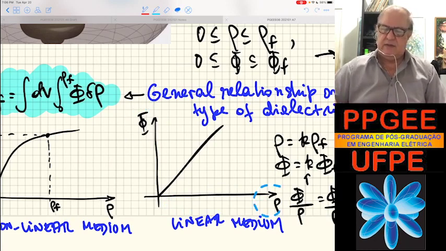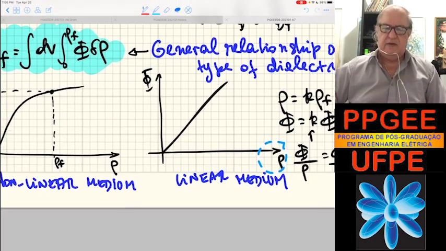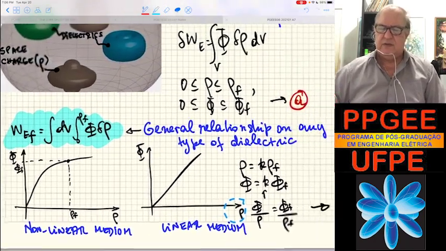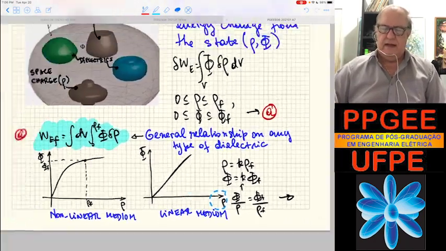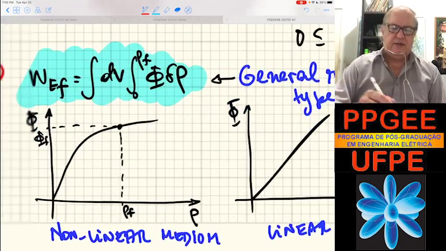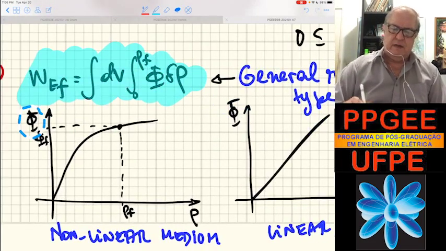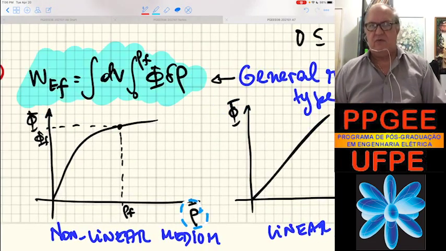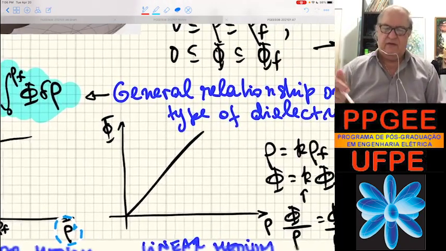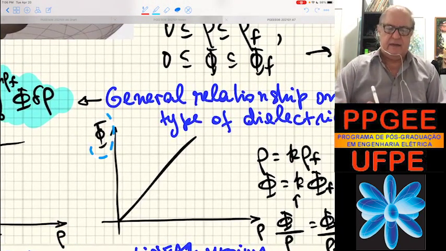Relation between potential and charge density. So you can distinguish those two situations by looking at how the potential responds to the variation of rho. If you have a linear system, you have this type of thing, right?